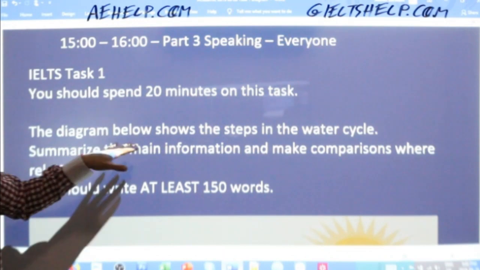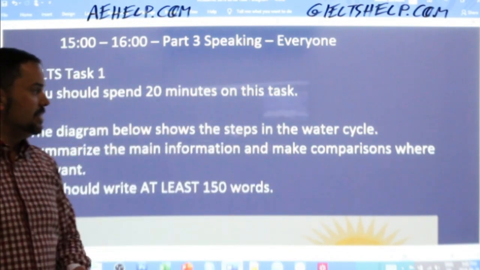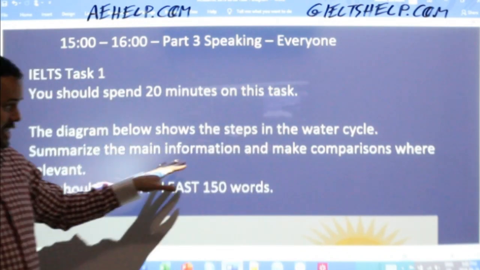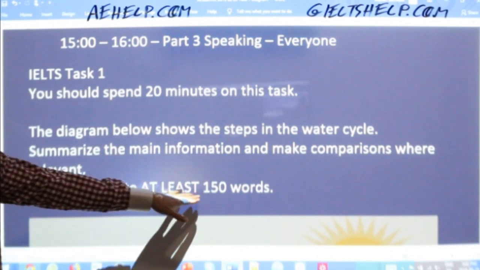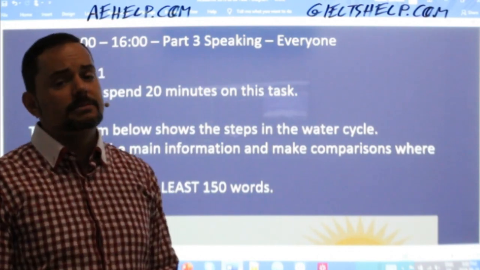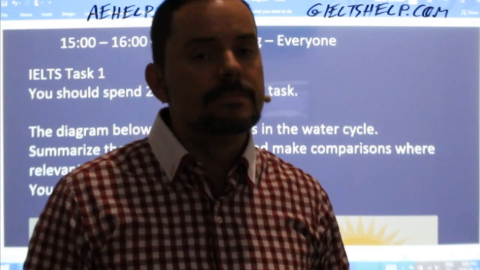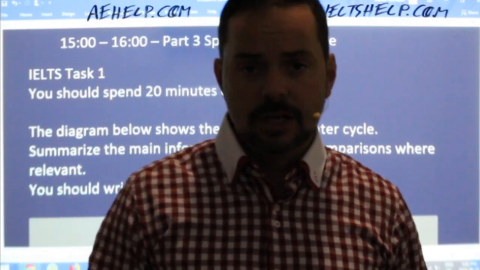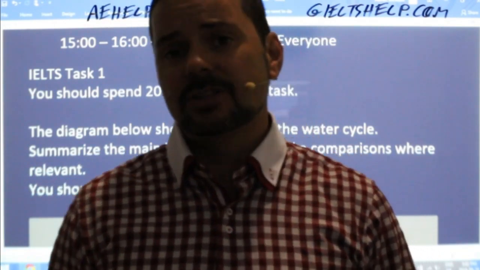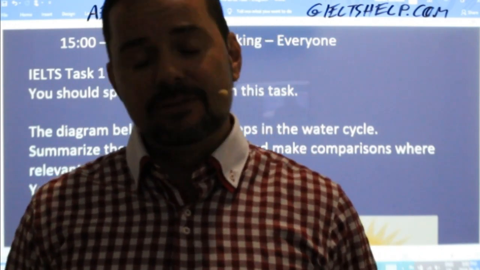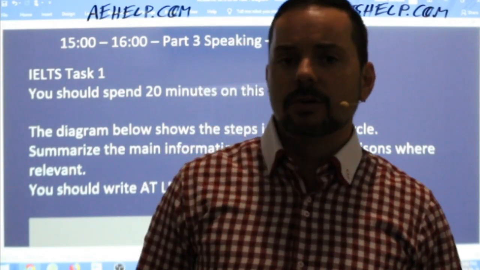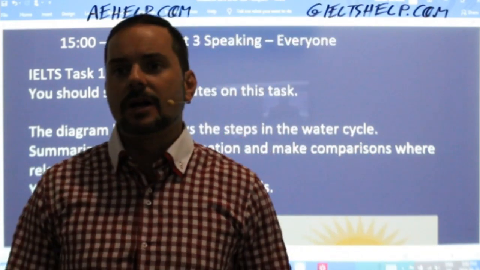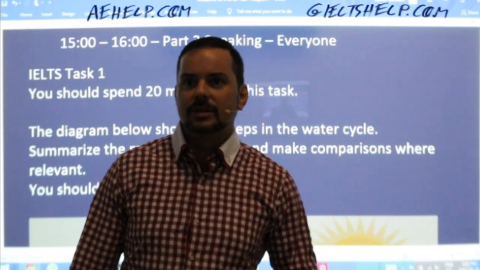The diagram below shows the steps in the water cycle. Summarize the main information and make comparisons where relevant. You should write at least 150 words. It means 150 words minimum for task completion. Most high band Task 1 essays, band 7.5, band 8, band 9, they're closer to 200 words, 220 words, so keep that in mind, okay?